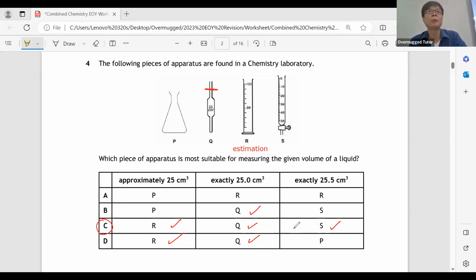Make sure you know how to spell open-ended. They can ask you to name the most suitable apparatus. This is burette and this is pipette. I'll write over here. Since it's keywords, need to spell correctly for 1 mark.